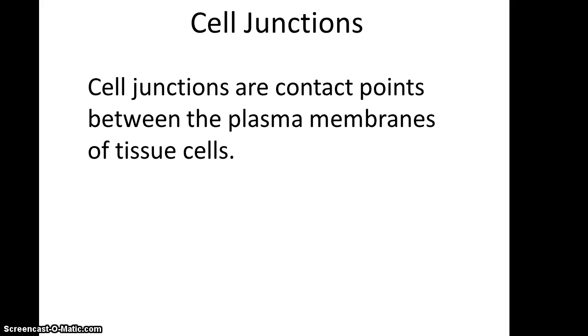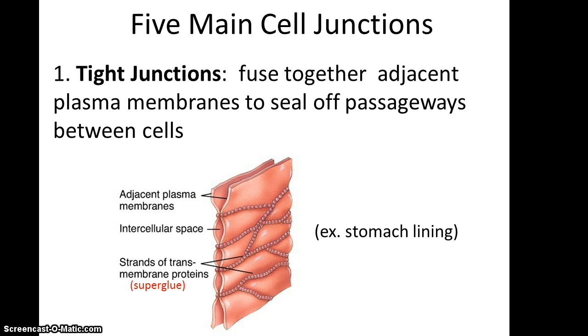Cell junctions. Well, when you have tissues, often they directly contact each other. And at these contact points, you have what are called cell junctions, which is when the plasma membranes of the neighboring cells touch. And there are 5 main kinds of cell junctions, or ways that the cells that are touching can connect to each other.